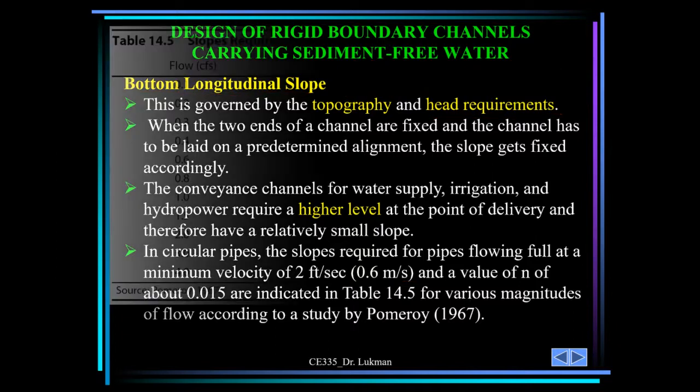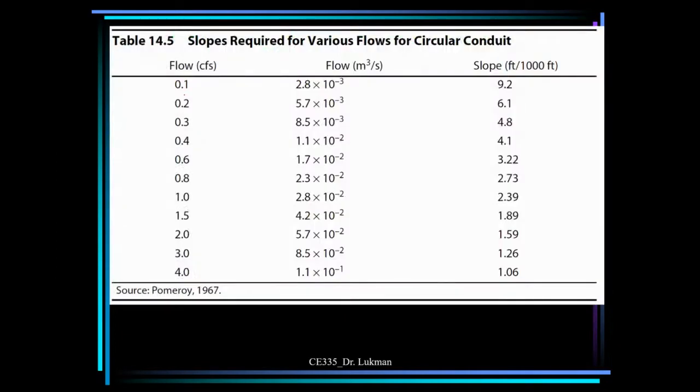So for this, when you have flow of this, this is the slope, depending on the flow rate. Depending on the flow rate, you have the slope in feet per 1,000 feet. You can see as the flow rate increases, the slope decreases. So this goes to tell you that a higher flow rate requires less slope, but a smaller flow rate needs higher slope.